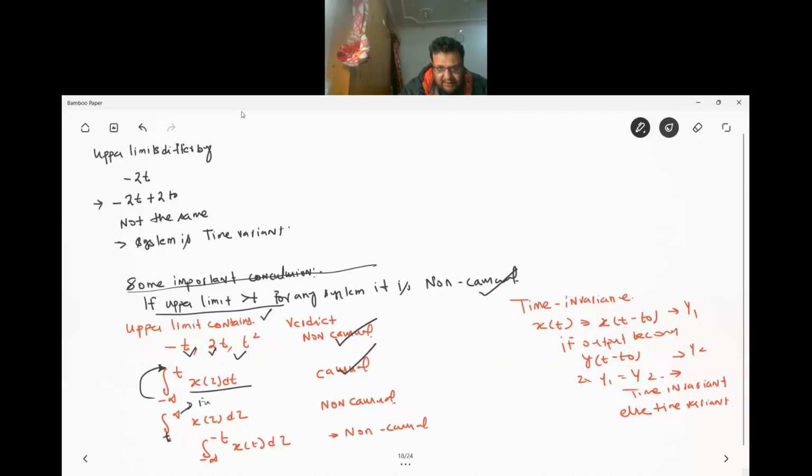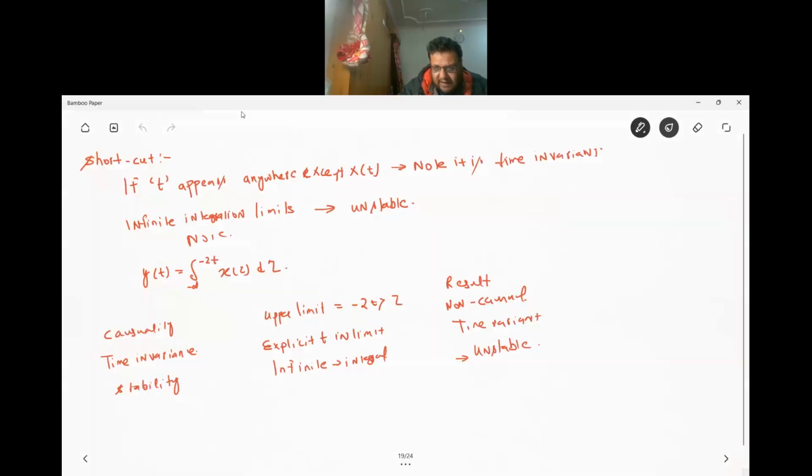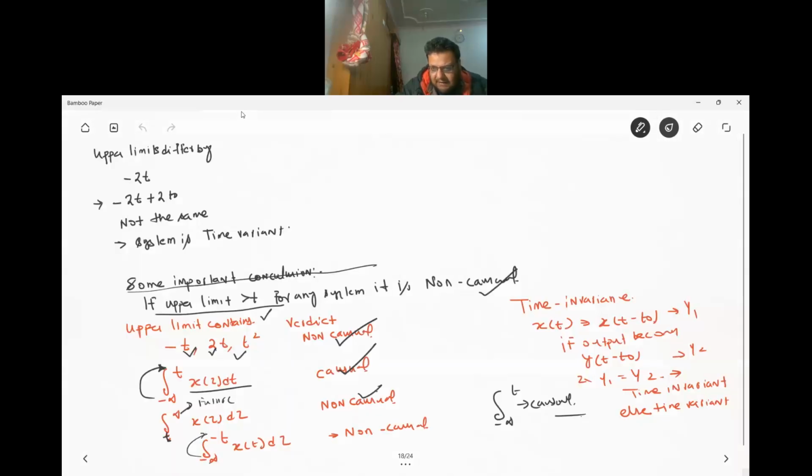If it is from t to infinity, this is the futuristic value, so again it is non-causal. If it is minus infinity to minus t, it is non-causal. Only remember that if it is minus infinity to t, it is causal. In all other cases, it is a non-causal system. Now, as far as time invariance is concerned, you just apply this: shift the input, x of t minus t naught, write the output as y1, and put the shifted output y of t minus t naught as y2. If y1 is equal to y2, then it is time invariant. That means a shift in time keeps the signal the same. It is not causing the signal to deviate.